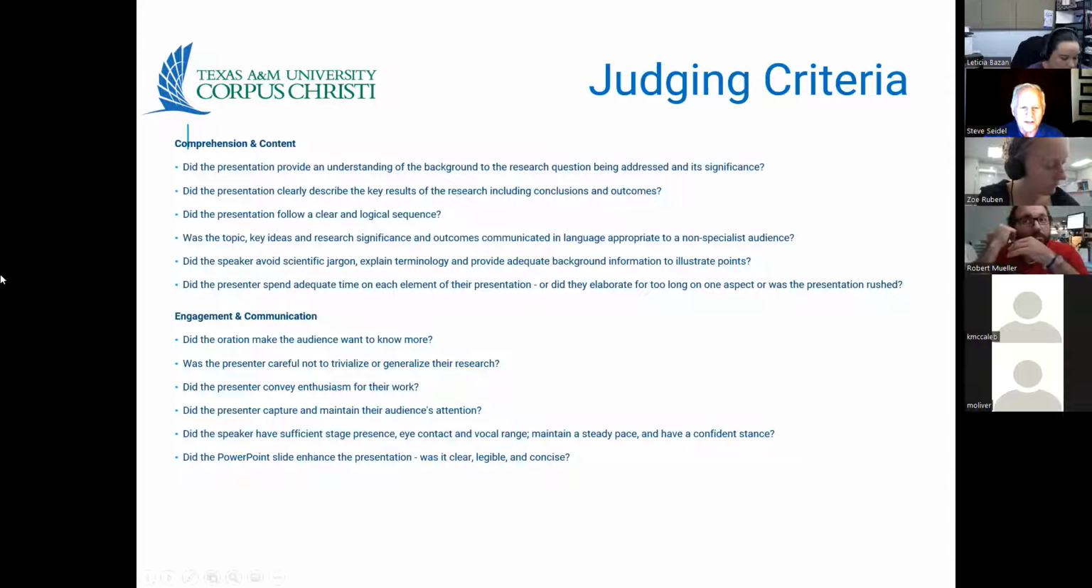And did the presenter convey enthusiasm? Of course, that helps. You don't want to trivialize things, right? You want to capture and maintain the audience's attention, okay? Did the speaker have sufficient stage presence? I'm going to talk about this in just a little bit too, okay? And maintain that steady pace, confident stance.